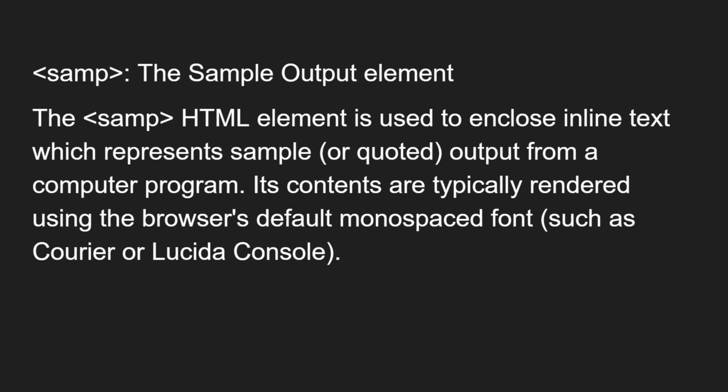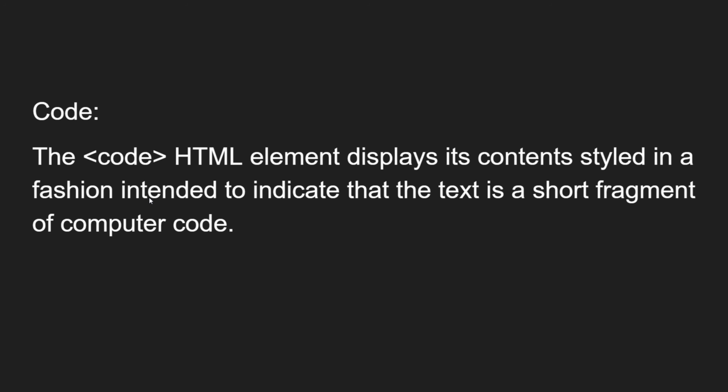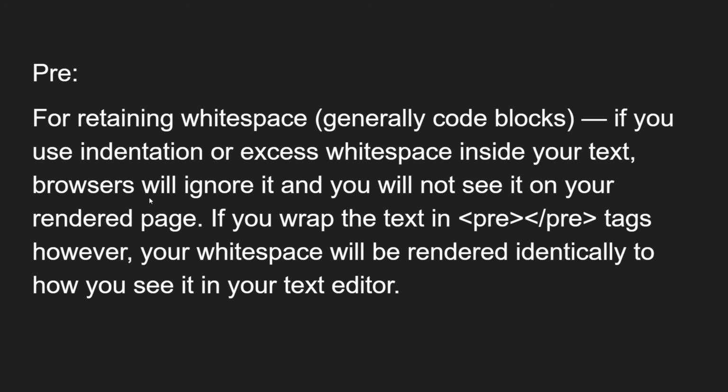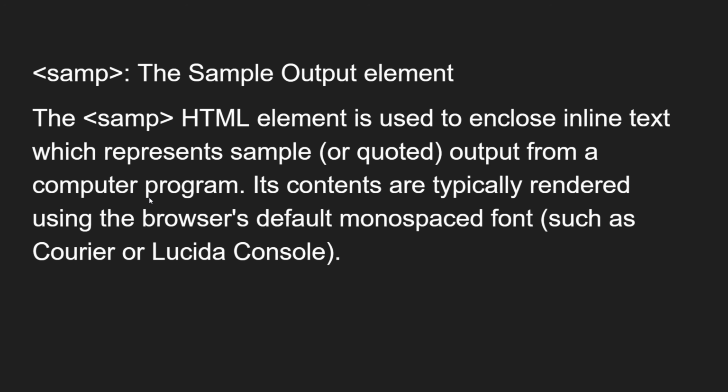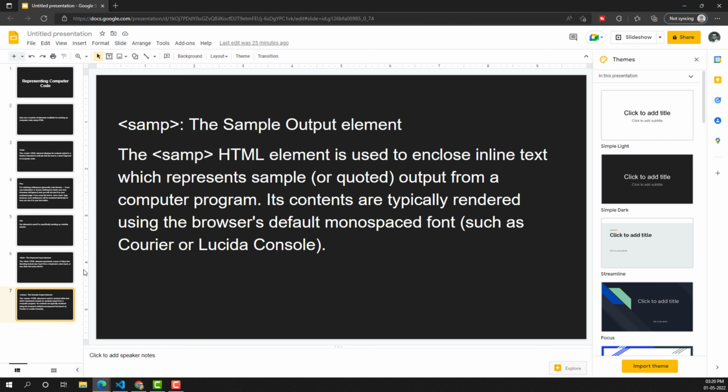Its contents are typically rendered using the browser's default monospaced font, such as Courier or Lucida Console, whichever the font is. So it will show the browser's default font with that one. So let's try to see the practical implementation of all these elements. What are the elements we have learned? First one is code, second is pre, third is var, fourth is KBD, and samp. Let's try to see this one.